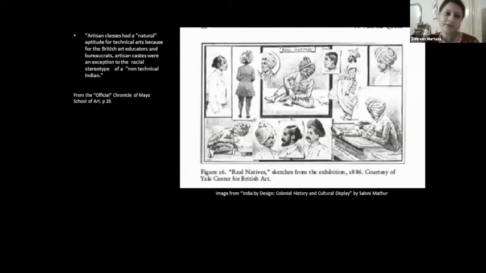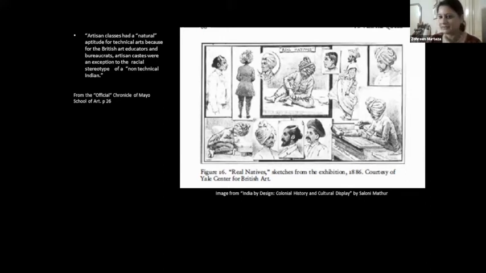And there was, of course, this idea that artisan classes, because artisans were specifically encouraged to enter and take admission and see that they had a natural aptitude for technical arts, because for the British art educators and bureaucrats, artisan castes were an exception to the racial stereotype of a non-technical Indian. And so I'd just like to end by saying that race and this racial bias also played a major role in these preconceived notions of what art is, or what design is, or what an Indian native artisan should or should not do, or whether he should be given a scholarship or not.